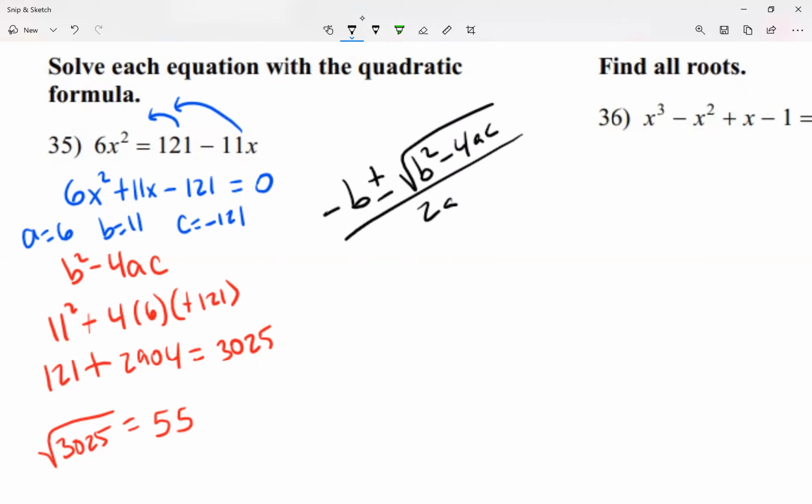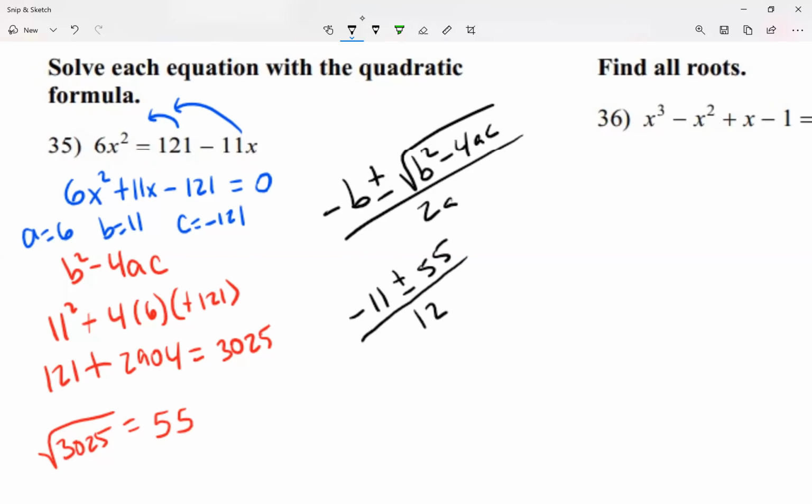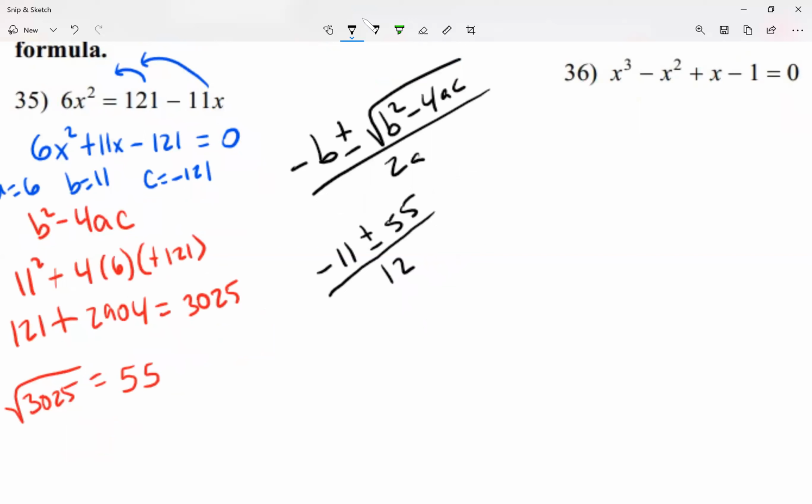So let me see. So negative b. Let me write this as a negative 11 plus or minus 55. I'm not going to do the whole thing again. 2 times a, that's 12. Okay, so that's going to be my two solutions.